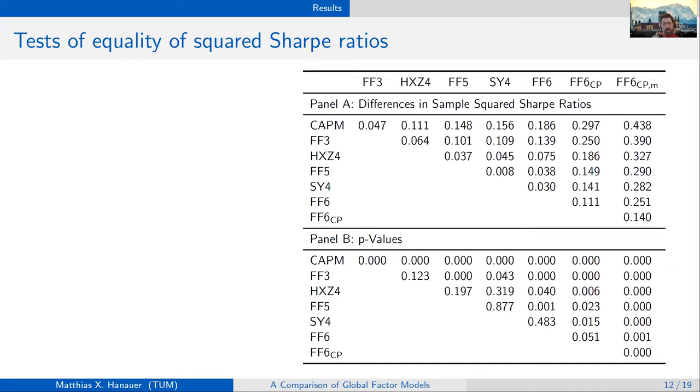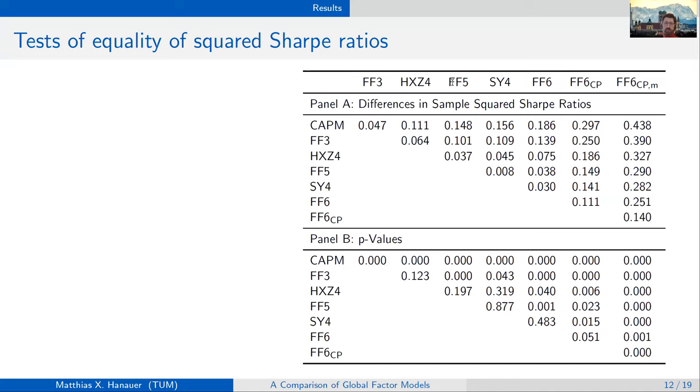And then they differentiate between nested models and non-nested models. Nested models means that all of the factors of the smaller models are also part of the larger model. For instance, here the three-factor model is nested in the five-factor model because these three factors are all in this five-factor model. But these two-factor models are non-nested because the performance and management factors are not part of the Fama French five-factor model.